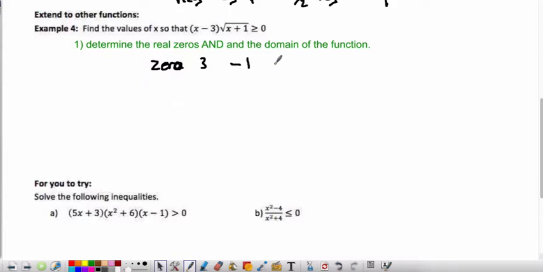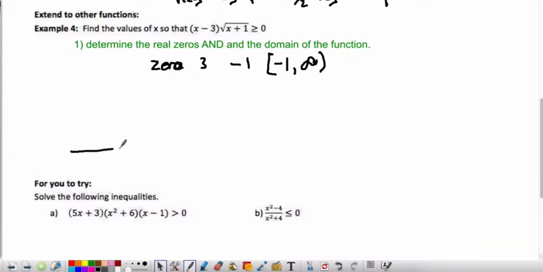So we have to see what the domain is for this function. So we can have a -1. It's going to cause a 0. And then it's going to go to infinity. But we can't have anything less than -1. Because if we have a -2 in there, then we have a negative under our radical.